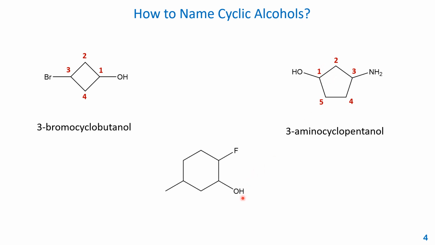Now, last example, we have 3 substituents on this cyclohexane, and this carbon again will be 1, and then 2. You want to give low numbers. Fluoro and the methyl group have the same priority, so you want to give a lower number to one of them. So if you go this way, you will give 3 here. Go this way, it will be 2. So this will be best, the correct numbering. 3, 4, 5, 6. So the name will be 2-fluoro, 5-methylcyclohexanol.